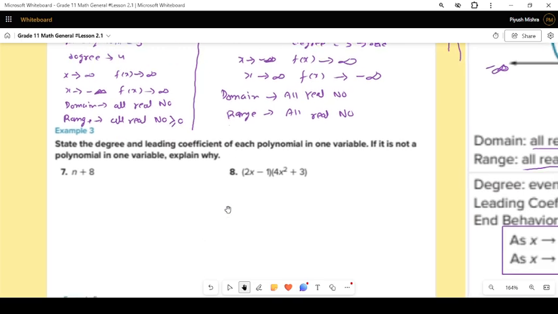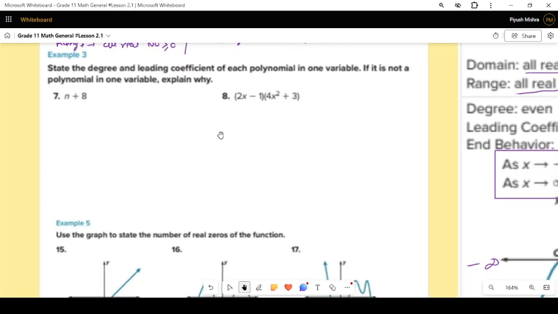Okay, now it is telling example number 3 that I need the leading coefficient. I have to check that it is one variable or not. Okay, two things I have to check. So what is the variable? You know, any letter like a, b, c, x, y, z, L, M, N. Anything written like this is known as a variable. You can see only one variable is there, N. So I will be writing it is in one variable.